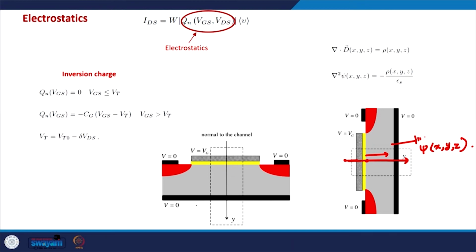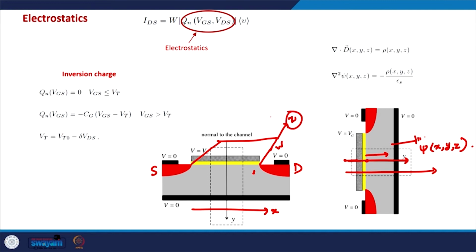So x is the direction of the channel from the source to the drain side. Y is the direction from the gate to the semiconductor side, and z is the direction which is perpendicular to the screen. So that will be the direction along the width of the MOSFET. So this is the z direction.